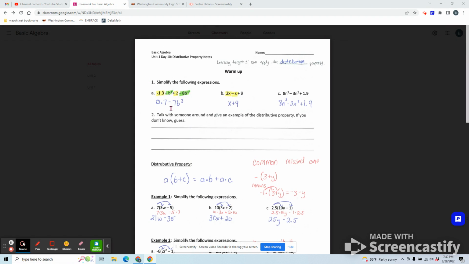Today we're going to focus on the distributive property. So the warm-up is just a reminder, a refresher of collecting like terms, which we are still going to use today.